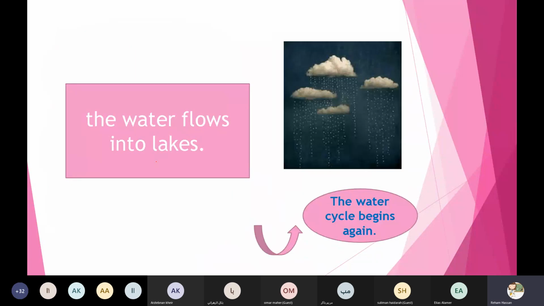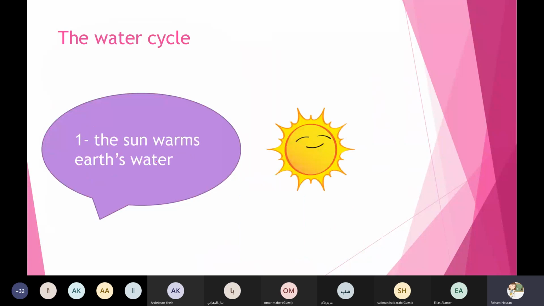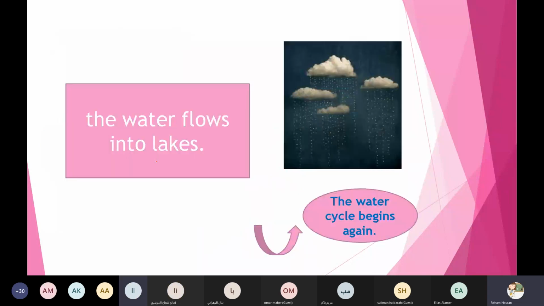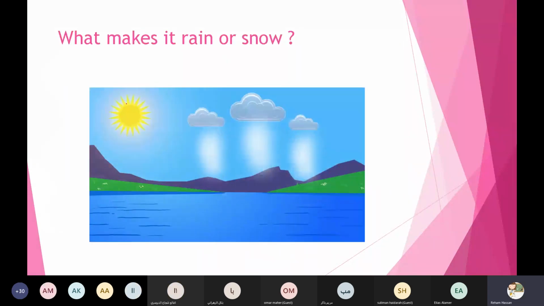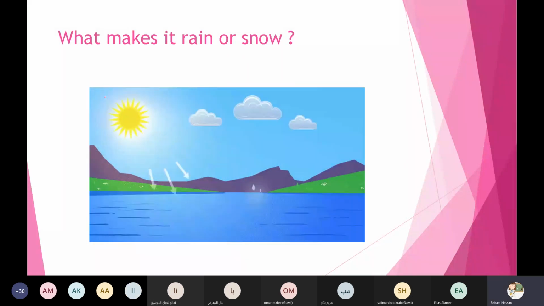So who can tell me again? What about the water cycle? Number one, in the water cycle, the sun. Yes, Ibrahim. So in the water cycle, number one, the sun warms the earth water. Thanks a lot, Ibrahim.